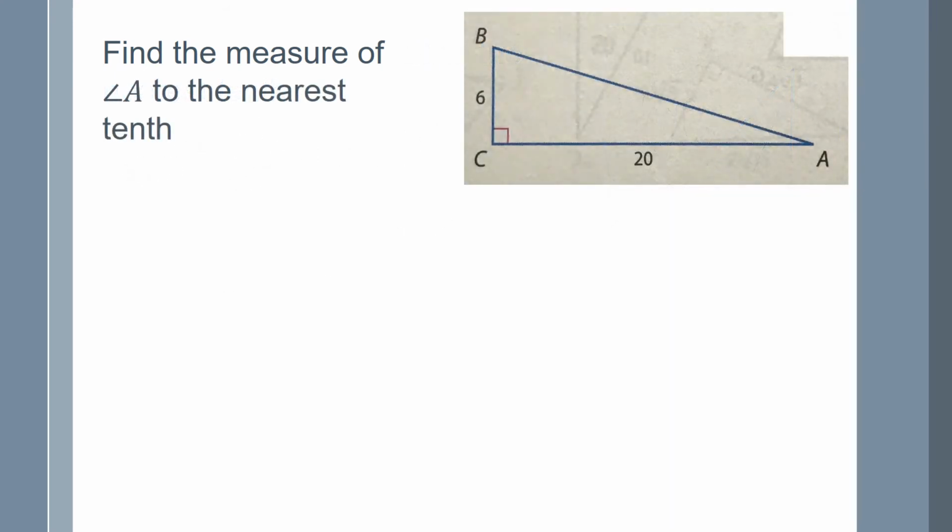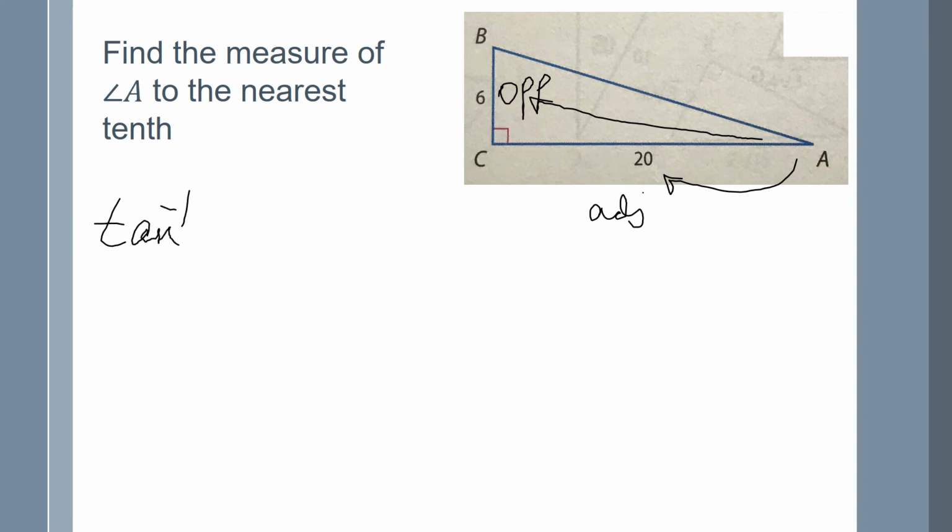Find the measure of angle A to the nearest tenth again. So angle A I am given. Here is the opposite, and this is the adjacent. So I'm going to use the tangent. I don't know the measurement of angle A, so I'm going to use the tangent -1, the inverse of the tangent. And I'm going to plug in 6 over 20 equal to the measurement of angle A.